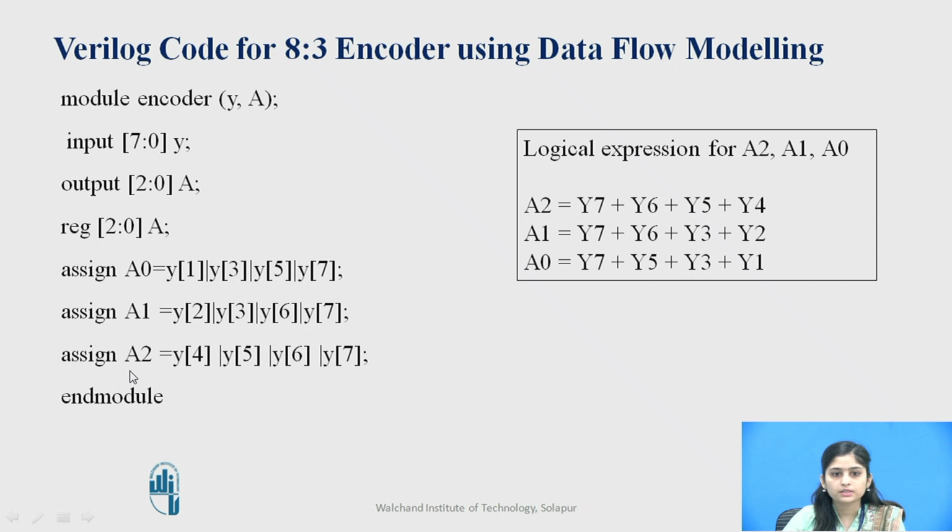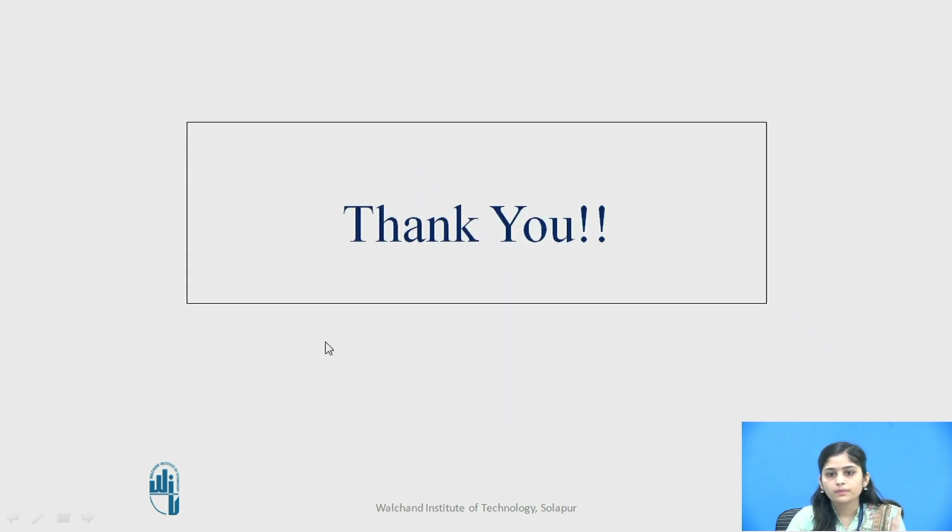Now write down the output expression for our next output, that is A2. So we use the keyword assign. Assign A2 equal to Y4 or Y5 or Y6 or Y7 and then semicolon. And at last we have to end our module. Okay, this is the syntax for our 8:3 encoder using data flow modeling. I hope everyone understood how to design an 8:3 encoder using Verilog code, and here we used structural modeling and data flow modeling. Thank you everyone.